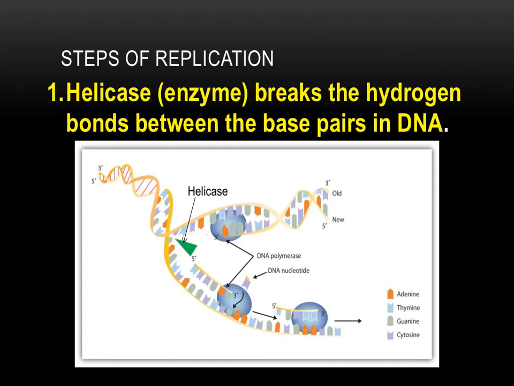It begins with an enzyme known as helicase. This enzyme helps to break down the weak hydrogen bonds holding DNA's base pairs together across the molecule. Once a section of DNA has been unzipped or opened up, a second enzyme then comes into play.